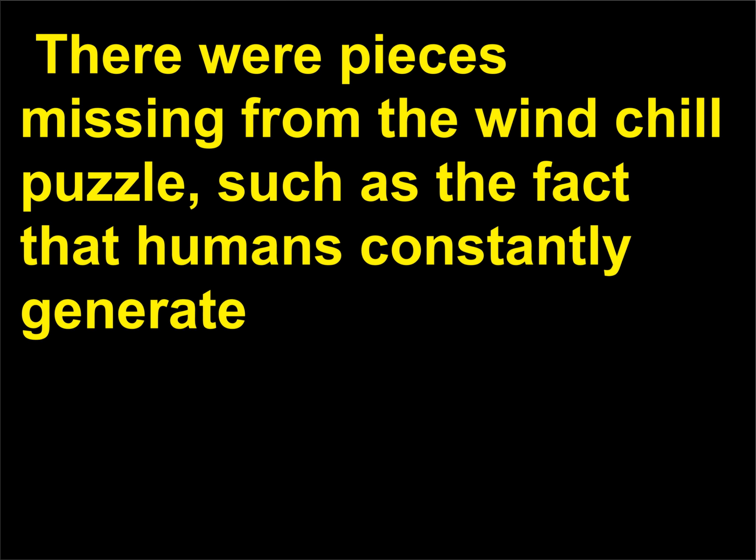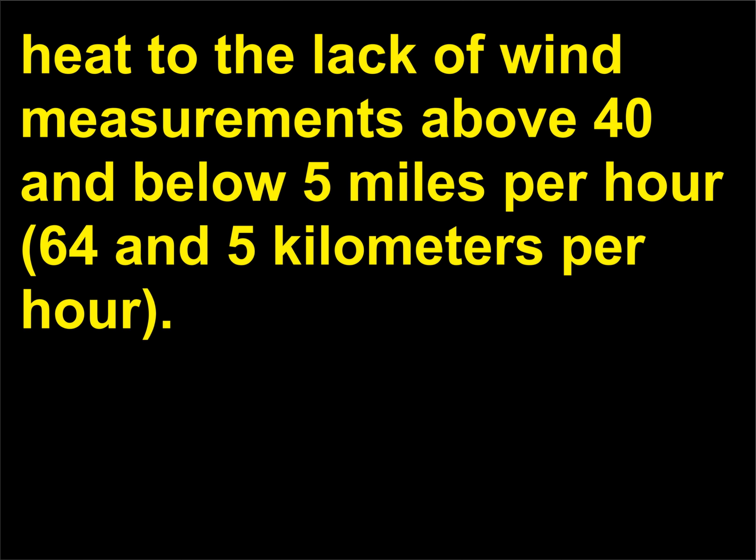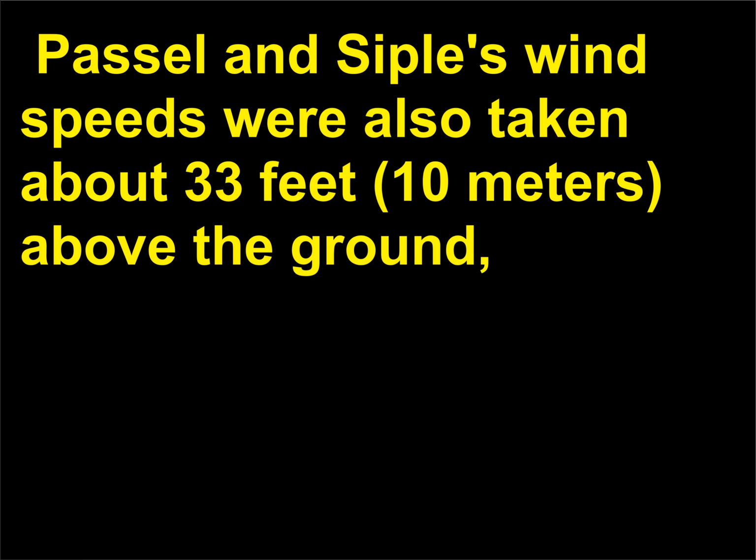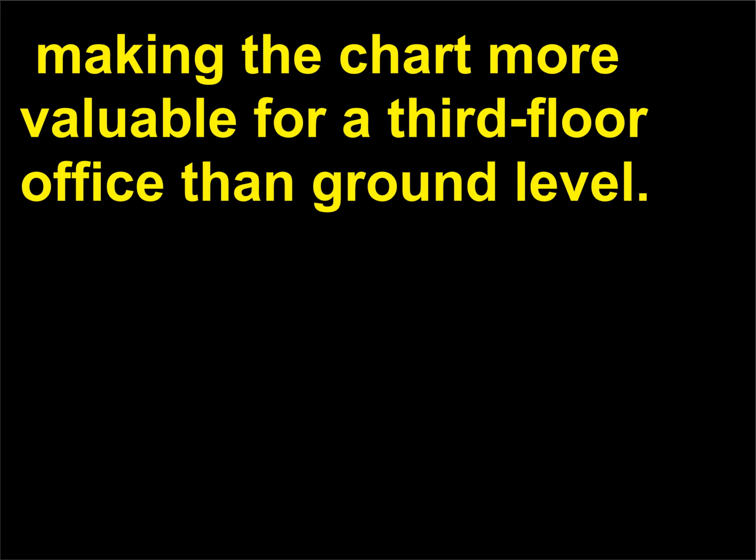There were pieces missing from the wind chill puzzle, such as the fact that humans constantly generate heat, and the lack of wind measurements above 40 and below 5 miles per hour, 64 and 5 kilometers per hour. Passel and Siple's wind speeds were also taken about 33 feet, 10 meters, above the ground, making the chart more valuable for a third-floor office than ground level.